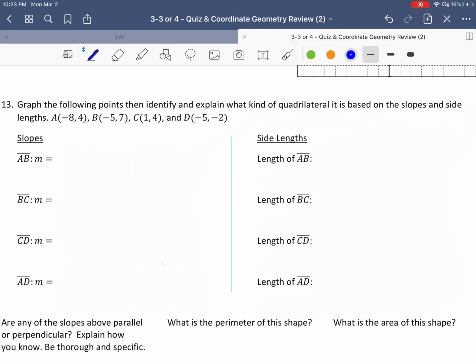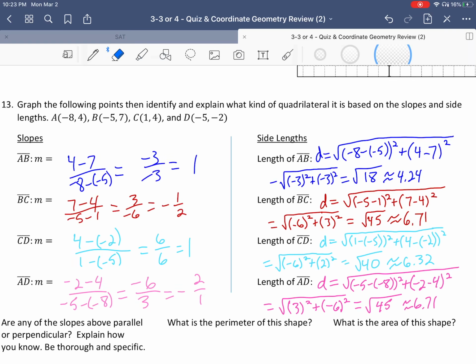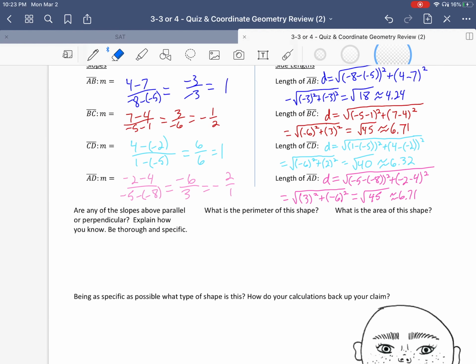All right. Now, on this one, you have to find the slopes and the side lengths that are given from those points. I'd like you to pause the video and do that now, and I will then reveal all that information. So pause, please. All right, now you should be back. And here you go. There is all of the information about the side lengths and the slopes of the sides. And we're going to go on and answer these questions below.